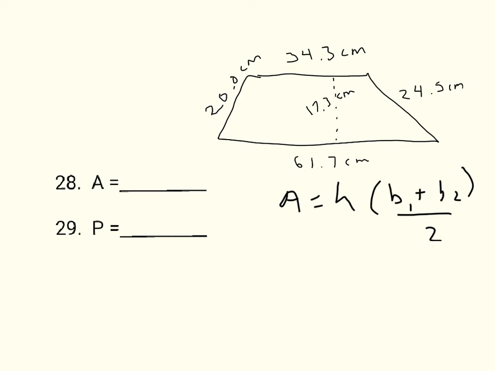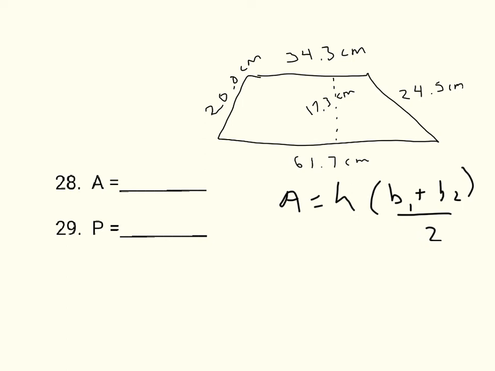So you have to use one of two strategies here. You either do left parenthesis 34.3 plus 61.7, right parenthesis divided by 2, or you can go 34.3 plus 61.7 equals, and that'll give you the total of these two numbers, which will come out to be 96. They add up to 96. And when you do 96 divided by 2, you should get 48. And then you just multiply it by the height.